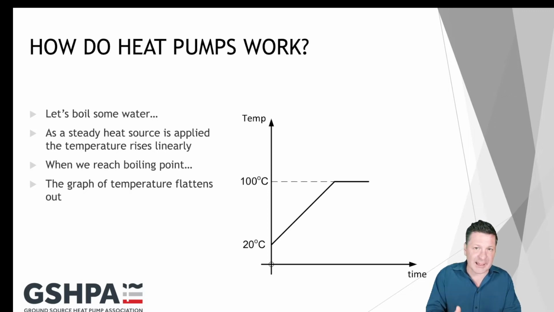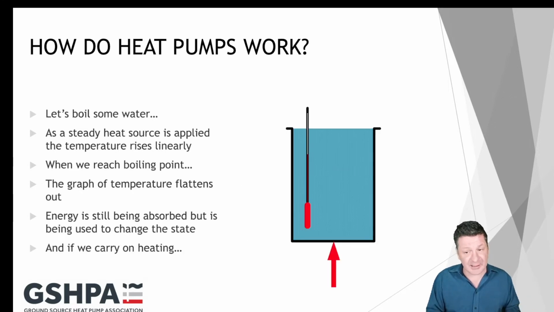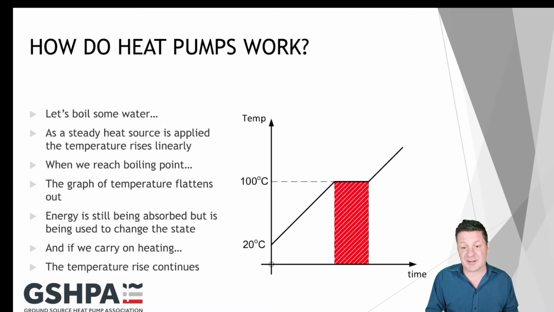So the energy is going in, but that energy is now being used to pull the molecules apart from each other and turn the liquid into a gas. The energy is still being absorbed though, and that's the important point in a heat pump. The energy is being used to change the state of the matter. If we carry on heating, and don't try this at home, by putting a lid on it, then you would actually find that the temperature rise would carry on and the pressure would increase. Quite a dangerous thing to do, hence the safety mechanisms on a pressure cooker.